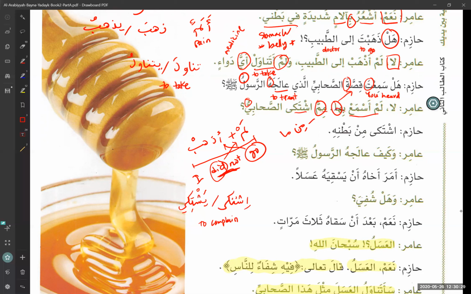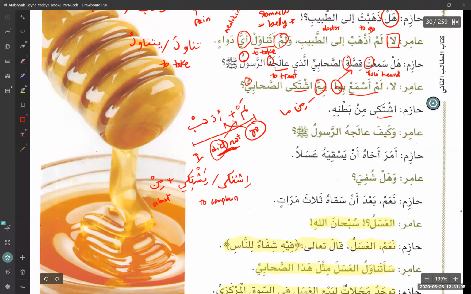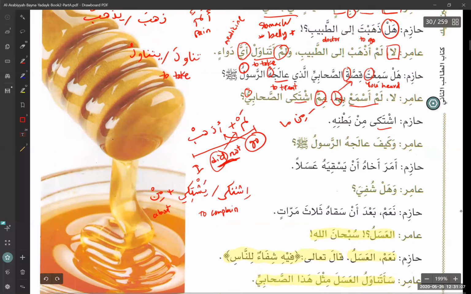Then Hazim replied, Ishtaqa min batnihi. He complained. Here, saying "from his belly" doesn't make sense, so min would translate as "about." He complained about. Ishtaqa actually usually goes with the harf min, so here it would mean about. Complain about. So what did he complain about? He complained about his belly.